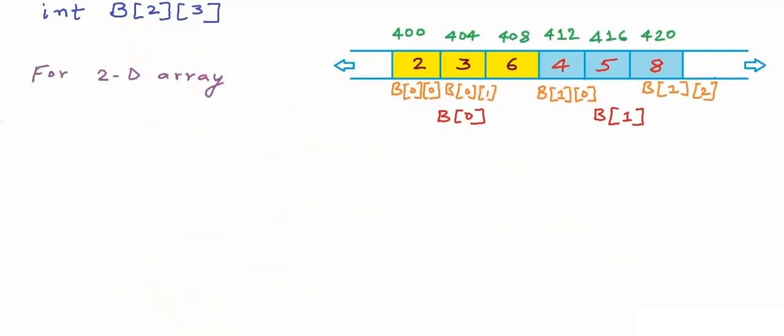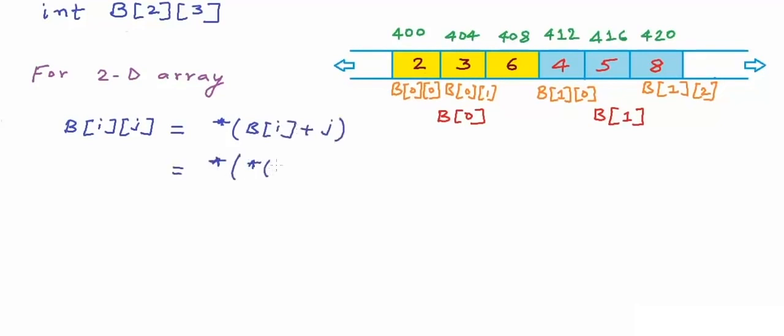For a two-dimensional array, b[i][j], where b is the name of my two-dimensional array and i and j are some indices, can be written as *(b[i] + j). And once again, b[i] can be written as *(b + i). So these three expressions are the same. I would recommend trying all of this in real code.